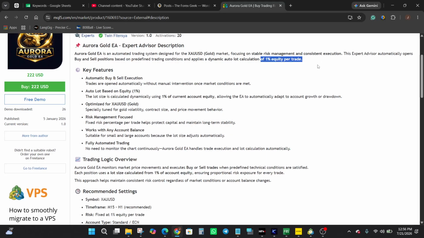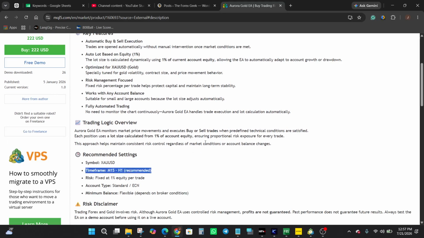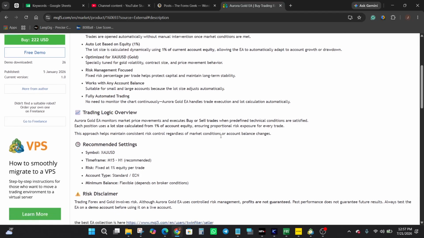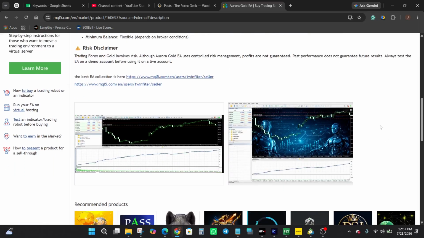The listing says that it allows it to scale automatically as the account grows or draws down. Now, recommended settings point to the M15 to H1 time frame range, a standard or ECN account type, and the listing notes that it is designed to work across different account balances since the lot size adjusts on its own. Okay, so now let's move into the historical testing.